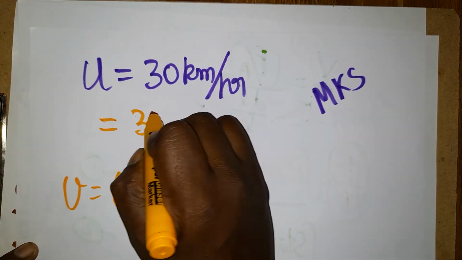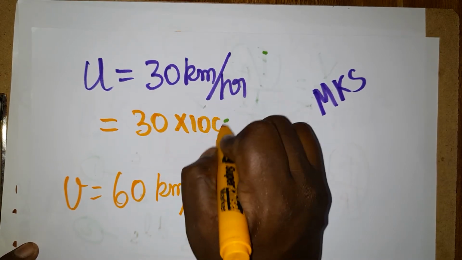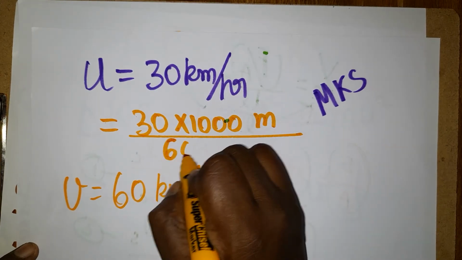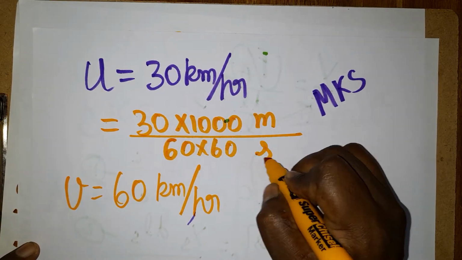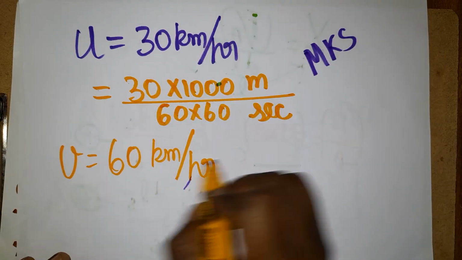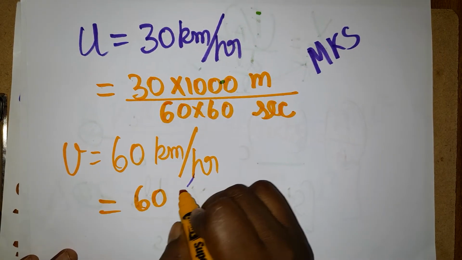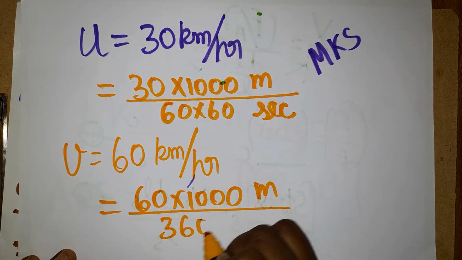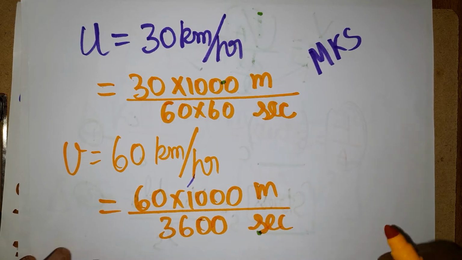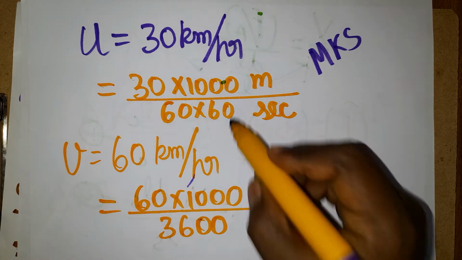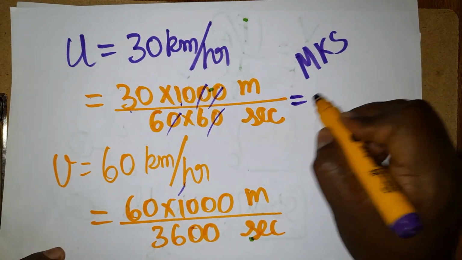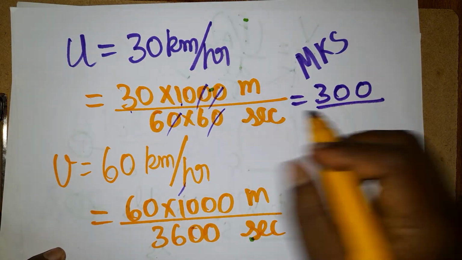First the initial velocity, 30. One kilometer is how many meters? 1000 meters. One hour is how many seconds? 60 minutes into 60 seconds. So this is the initial velocity, and 60 kilometer is 60,000 meters, and 1 hour is 3600 seconds, 60 into 60. Now a simple cancellation you can do. Here 0 0 and 2 0 get cancelled. 10 into 30 is 300, divided by 6 into 6, 36.